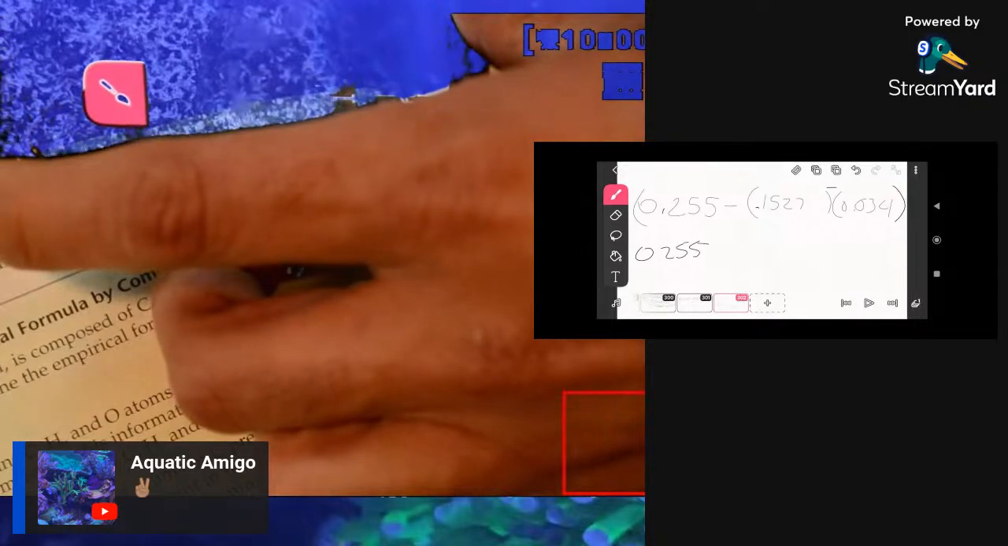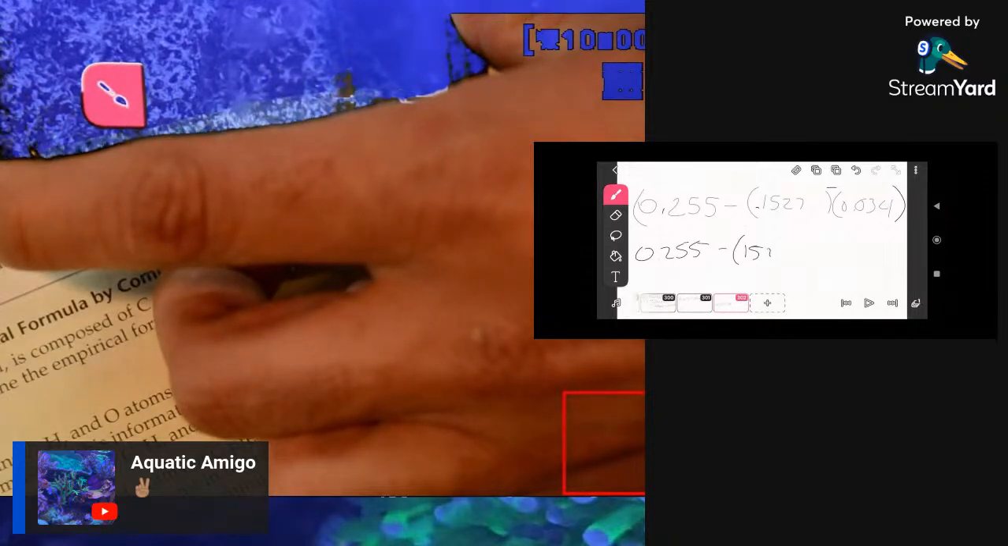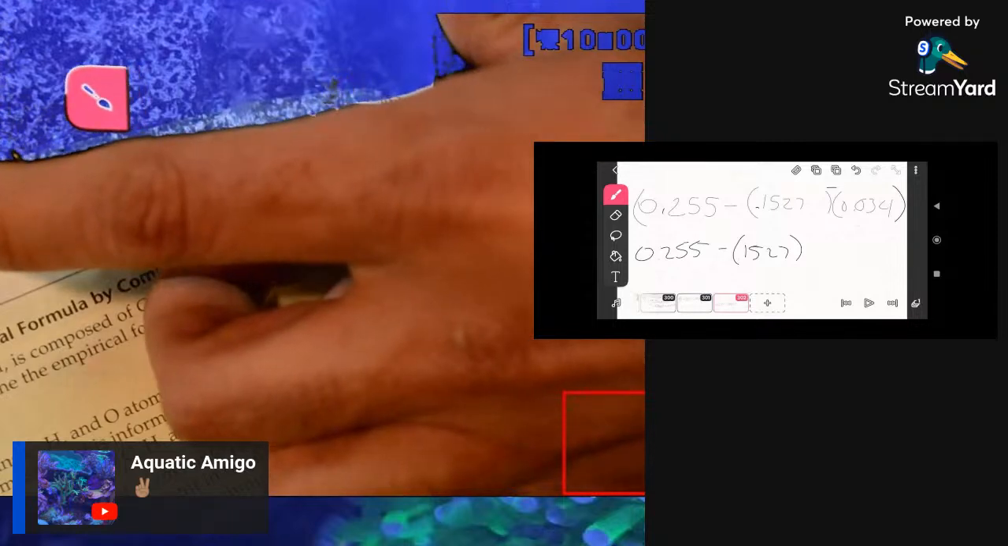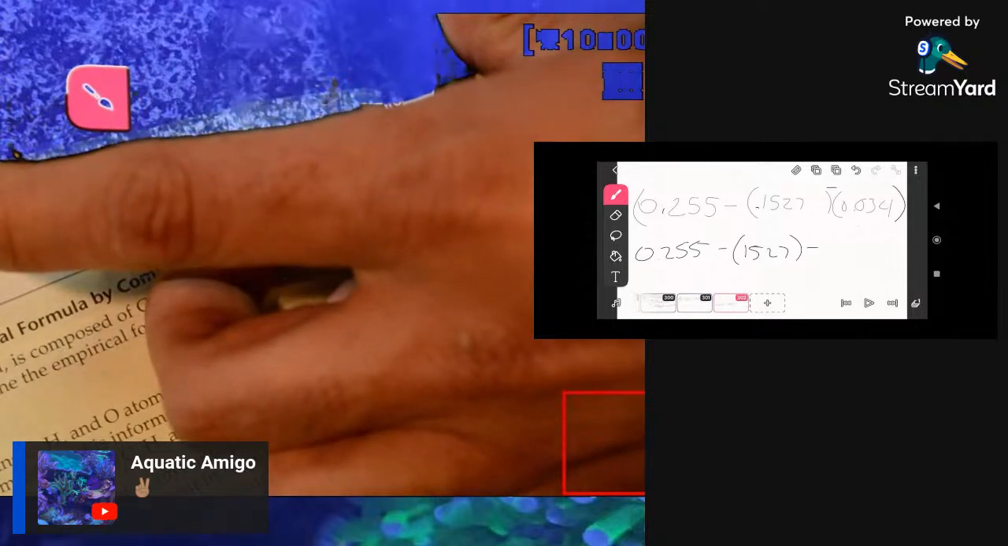0.255 minus the 1.5, 0.1527. Let's leave it like that. Minus the 0.034. So remember, this is hydrogen and this is carbon, I believe, right?